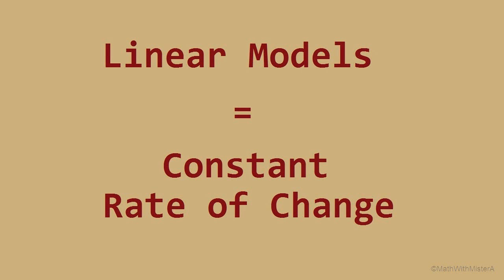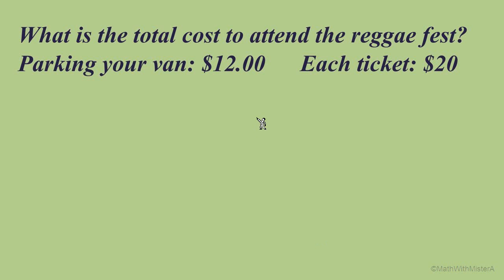One concept that we will keep coming back to is that linear models are used to represent a situation where there is a constant rate of change. This constant rate of change in our first example will be the change in total cost to attend the Reggae Fest when we don't know exactly how many tickets we'll be buying. That's going to be the variable.